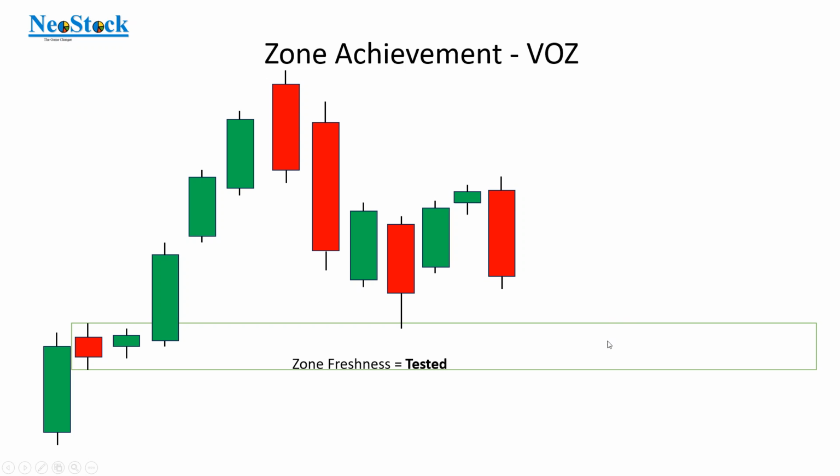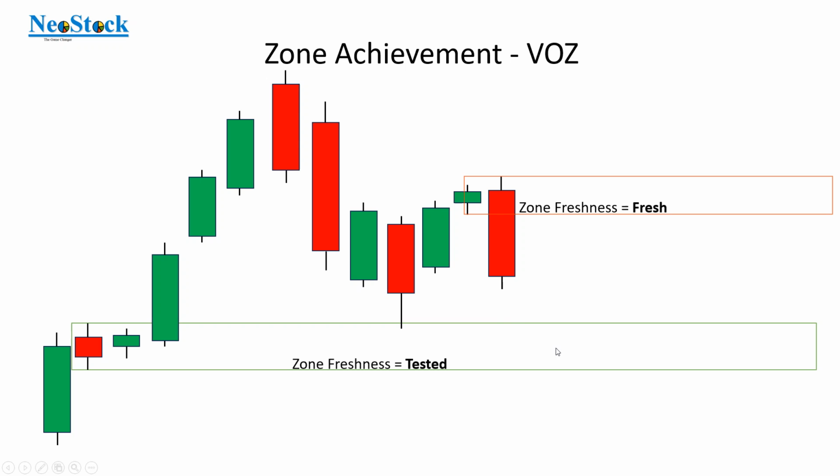And now what happened? During this process, a new supply zone is also created. We have a rally-based drop. So let us draw the supply zone. So it is a new supply zone. Obviously, what is the freshness of the zone? It is a fresh zone.